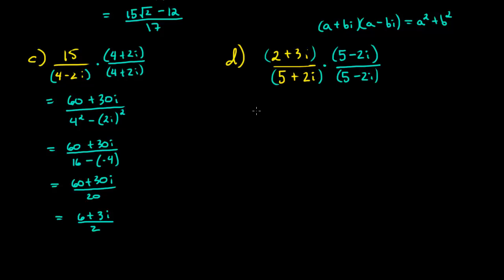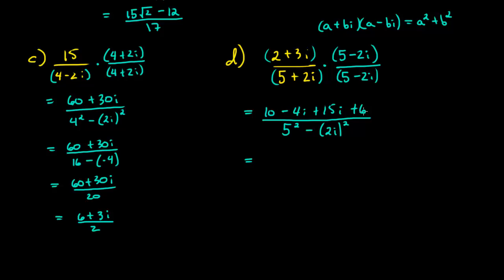And if I do that, I've got to FOIL the numerator, so I'll get 2 times 5. And then I'll get 2 times negative 2i, which is minus 4i. And then I've got 3i times 5, which is positive 15i. And then I've got 3i times negative 2i, which is positive 6. In the denominator, I get a difference of squares, because I'm multiplying conjugates. I get 5 squared minus (2i) squared.